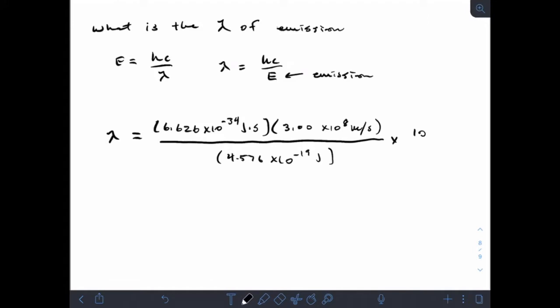And I'm going to convert this wavelength to nanometers. 10 to the 9 nanometers per meter. We'll find that this comes out to be 434 nanometers, or dark blue.